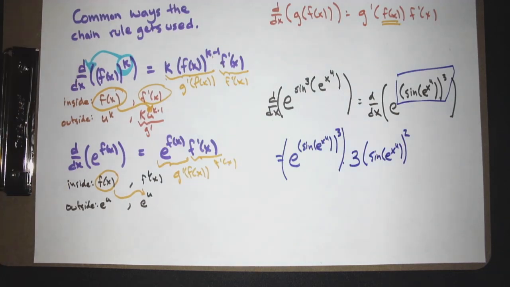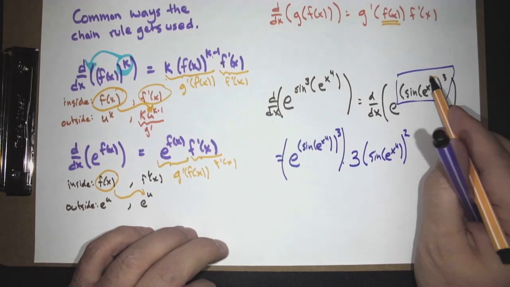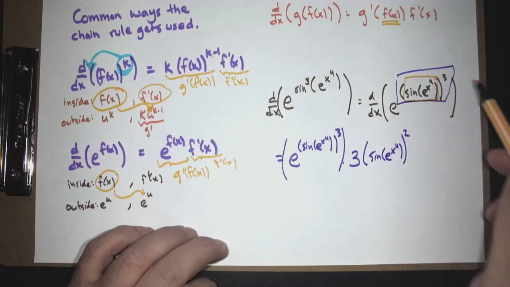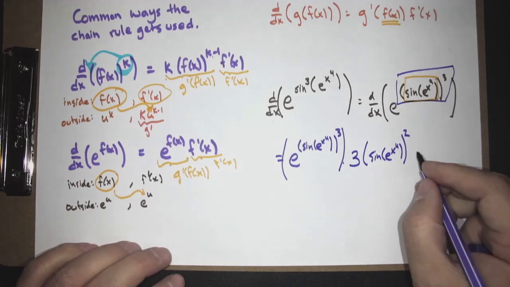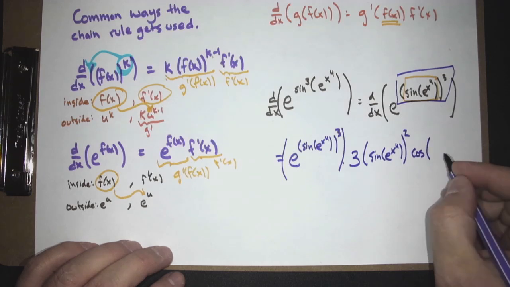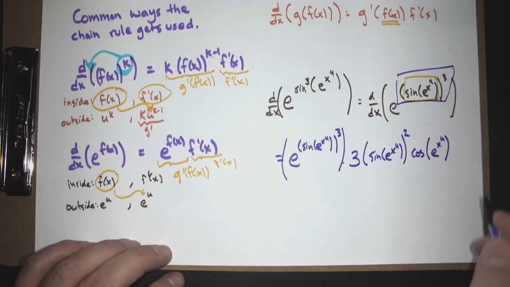Okay, now where do we go? Well, now we're working on our next layer. So we're taking the derivative of sine. Now that's not one of the functions we mentioned, but that's okay. We can do things that aren't mentioned. What's the derivative of sine? Cosine. Cosine of what? E to the x to the 4th.